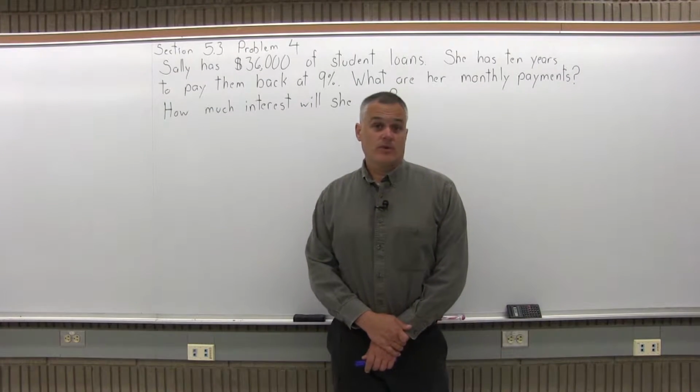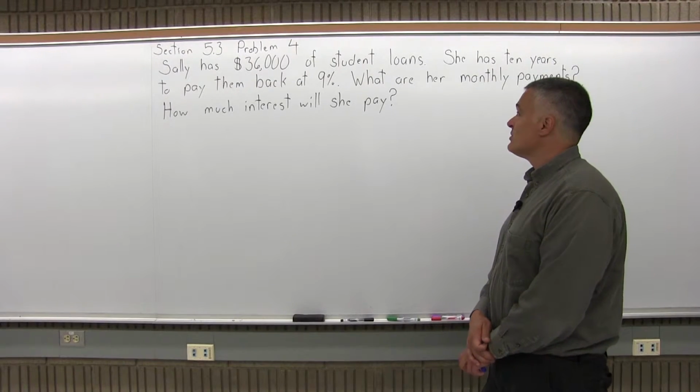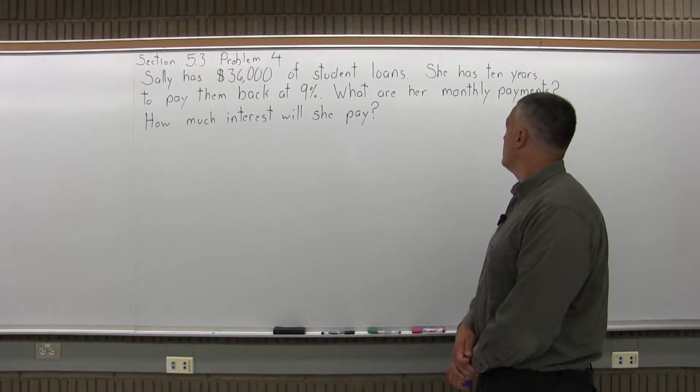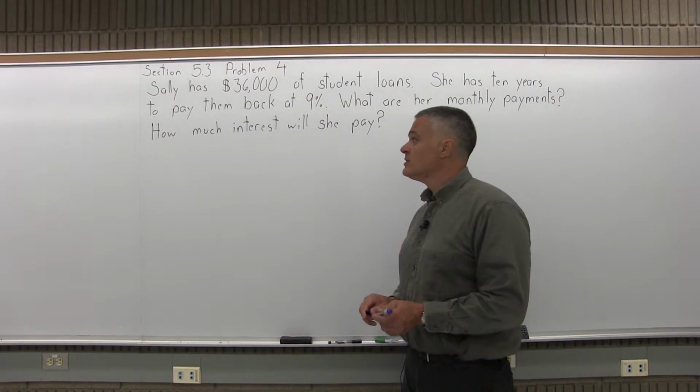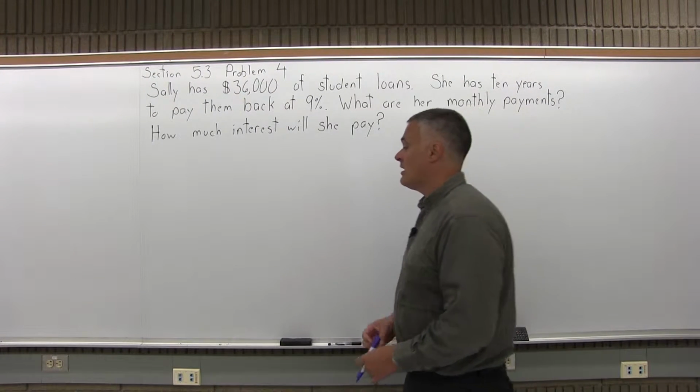This is Section 5.3, Problem 4. It says Sally has $36,000 of student loans. She has 10 years to pay them back at 9%. What are her monthly payments? How much interest will she pay? So this is a loan amortization question. Again, they're fairly easy to spot.